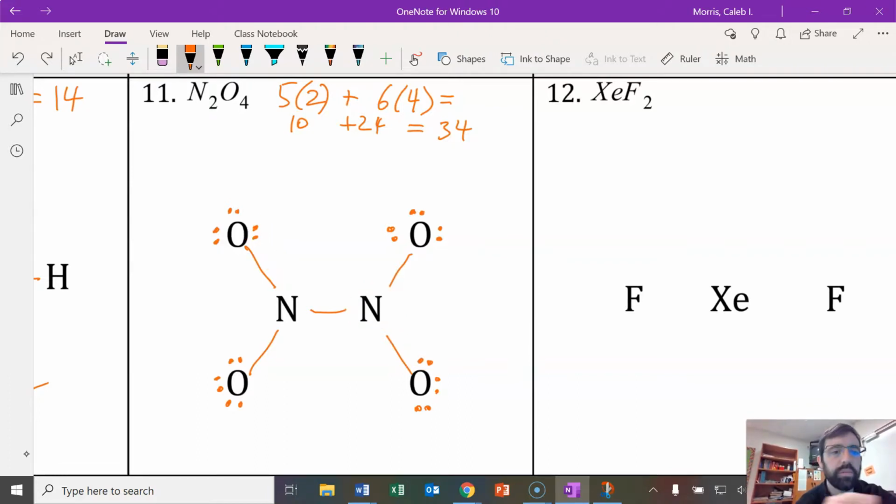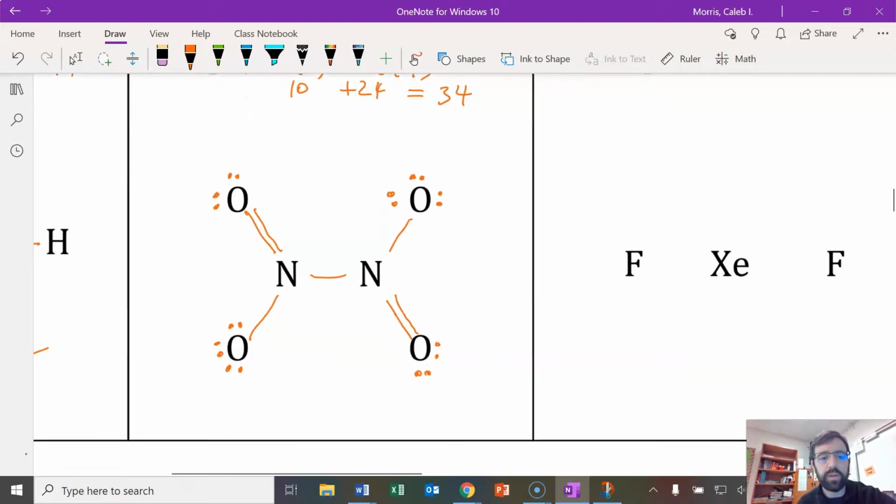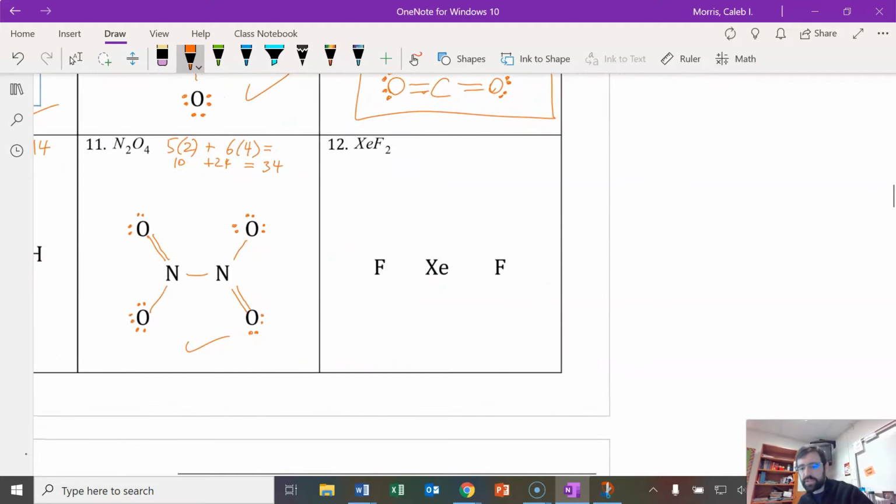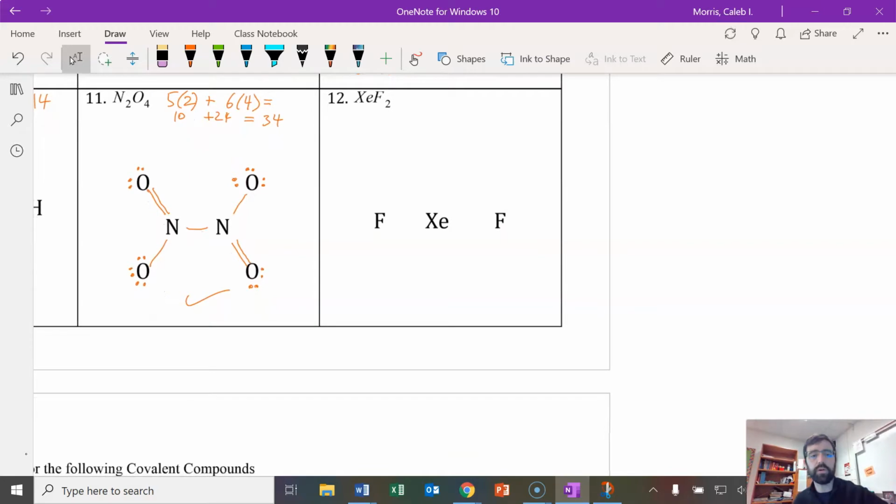So to do that in a little more clean way, let's erase 2 electrons, draw a double bond, erase 2 electrons here, draw a double bond, and now both nitrogens are happy and the oxygens are still happy. 2, 4, 6, 8, 2, 4, 6, 8, and the other 2 oxygens we did not touch. So we're done. All right, XeF2 is the last one I want to do before breaking for another example problem video.